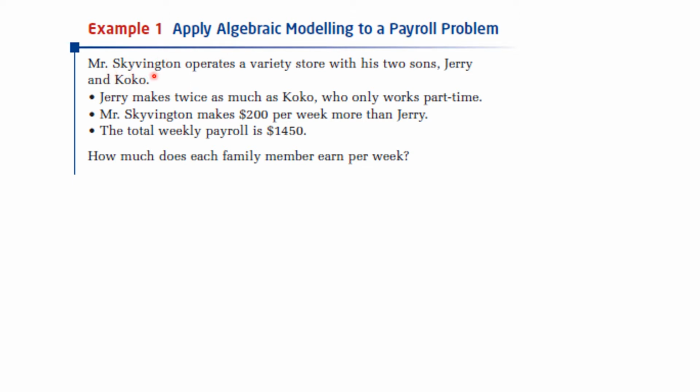Mr. Skivington operates a variety store with his two sons, Jerry and Coco. Jerry makes twice as much as Coco. That hardly seems fair, but Coco only works part-time. Mr. Skivington makes $220 per week more than Jerry. The total weekly payroll is $1,450.